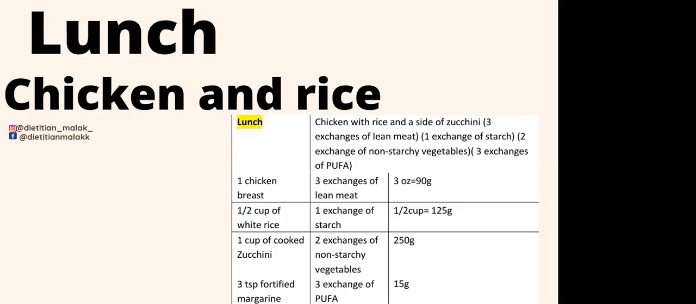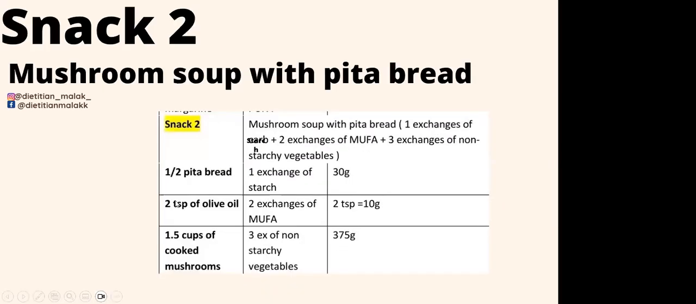For lunch, we went for chicken and rice. And I want you all to notice that we always aim for cooked vegetables more than, let's say, raw. Why? Simply because our patient is not able, again, to chew and then to also swallow hard items that might cause them to choke or might just cause them to exert more pressure than needed. Okay. For our second snack, we added mushroom soup with pita bread.